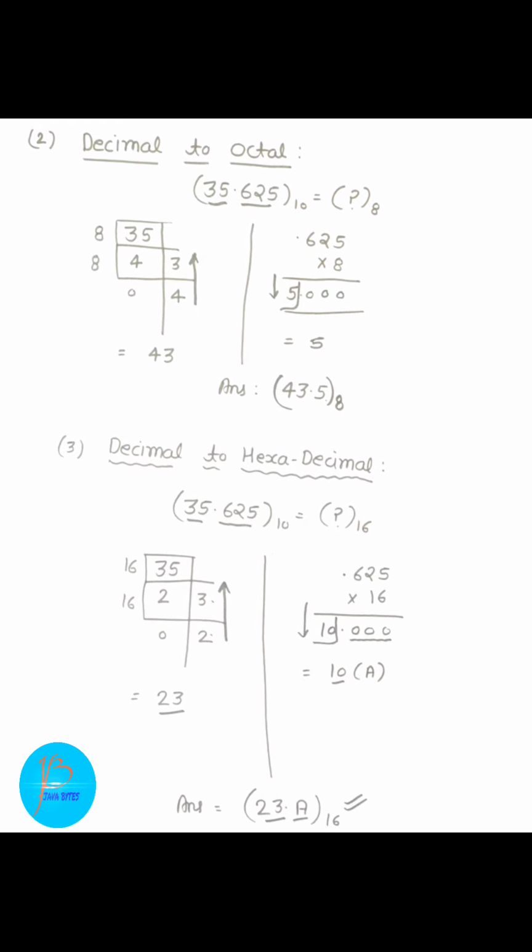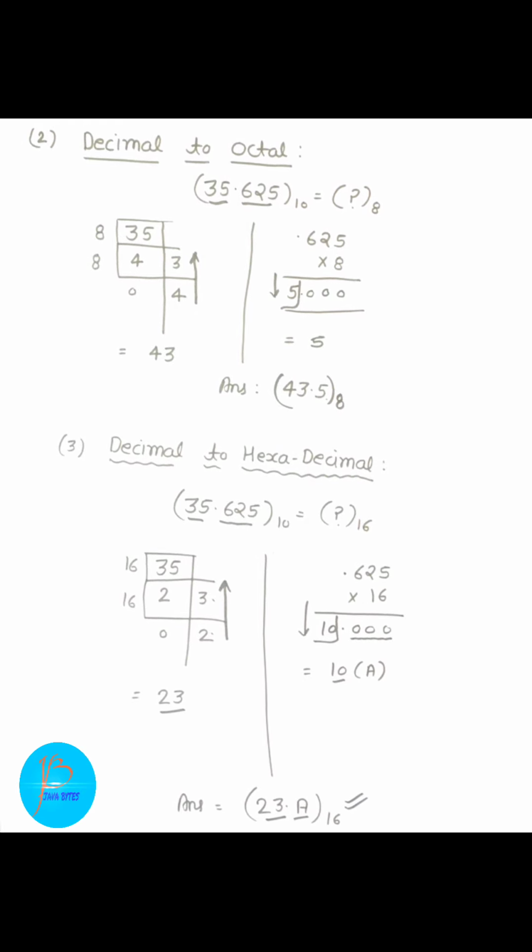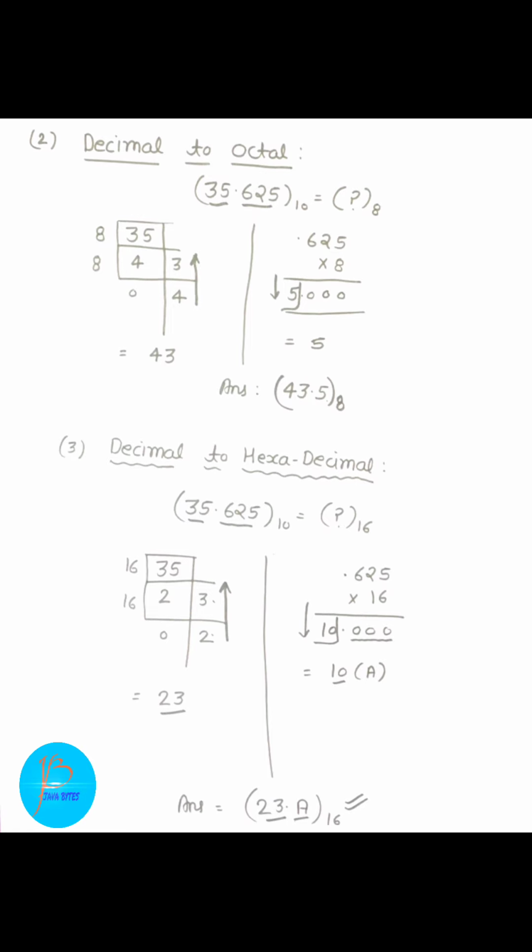Children, so this was the process of how we can convert a fractional decimal number to its binary, octal and hexadecimal equivalent. I hope that all of you have got the concept, and we will practice more on this topic. In the next class, I will tell you how we can convert fractional numbers from octal, binary or hexa to their decimal equivalent. Okay children, for today it's over, and thank you very much.